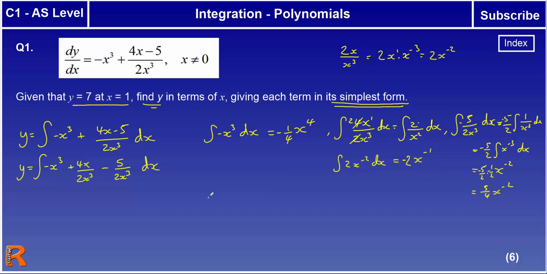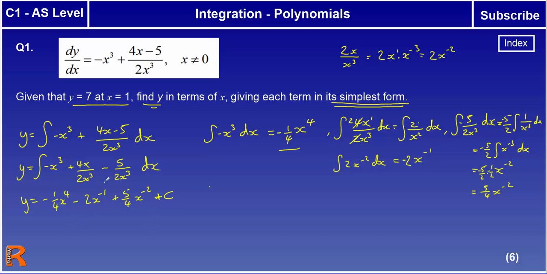Okay, so our y over here is equal to each one of these. So we've got minus a quarter x to the 4, and then we're going to subtract this 2x to the minus 1, and then we're going to add 5 over 4 x to the minus 2, and we need to add on a constant. Each one of these has a constant term, but when we combine them all it makes a new constant, so we just need the one constant term.